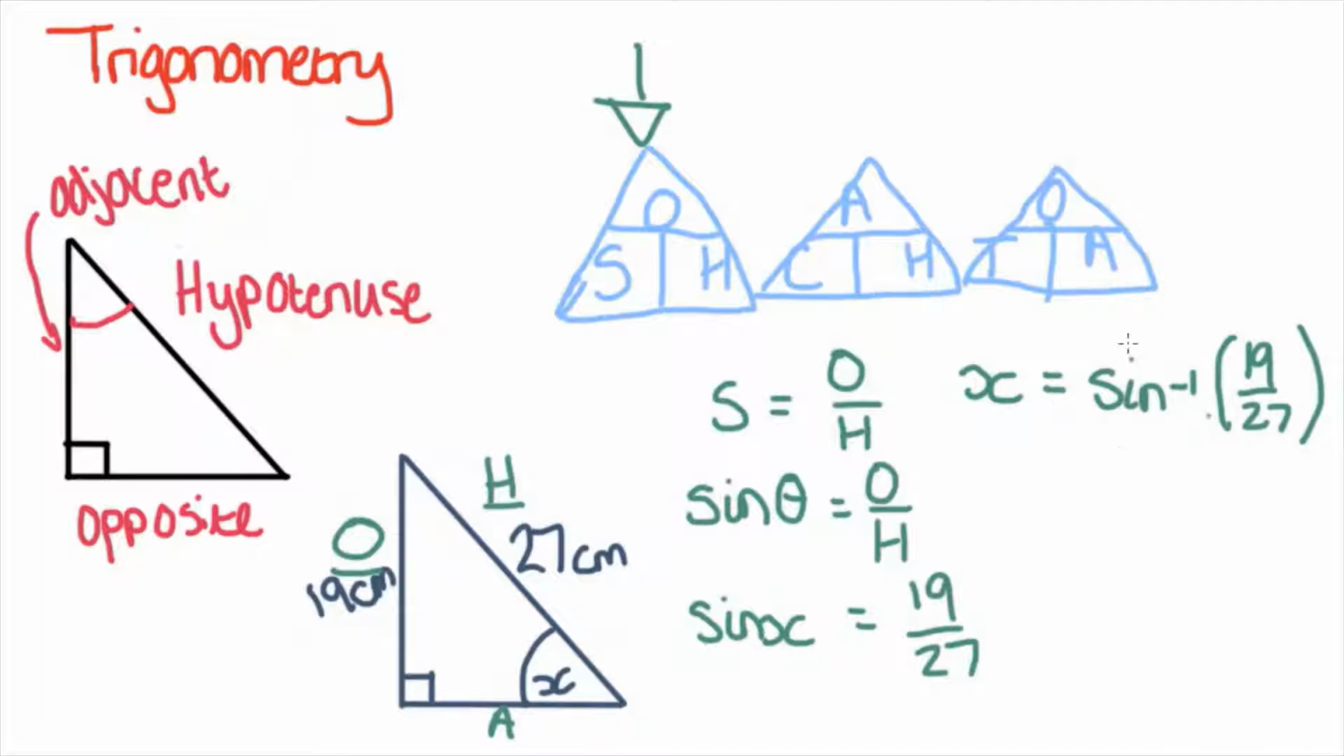And the way you can do this is it's just in your calculator. Just above the sine button, if you look, there will be a little sine to the power of minus 1. And the way you get that is by clicking shift and then sine. So then plugging this into our calculator, we get 44.7 degrees, because remember x is an angle.